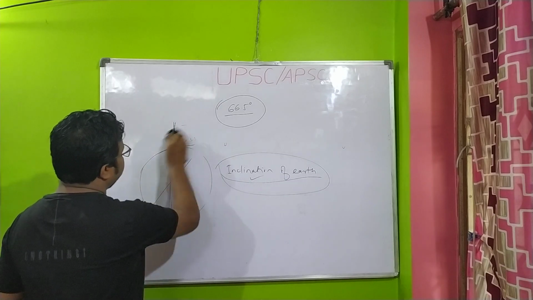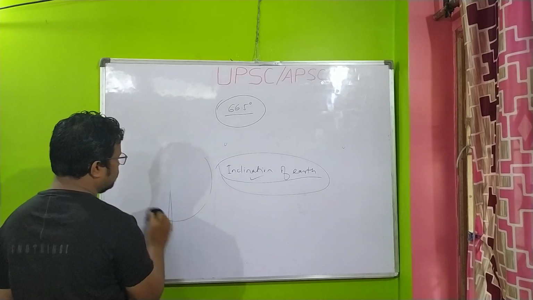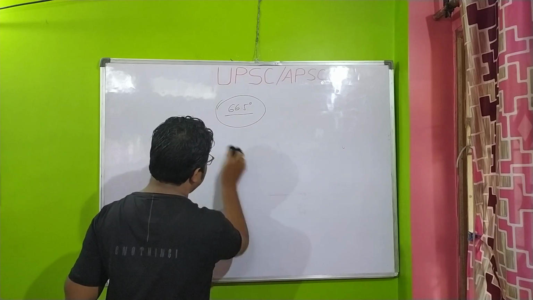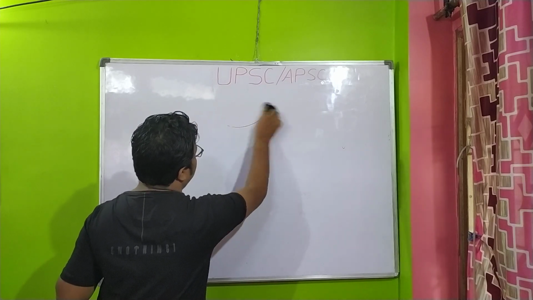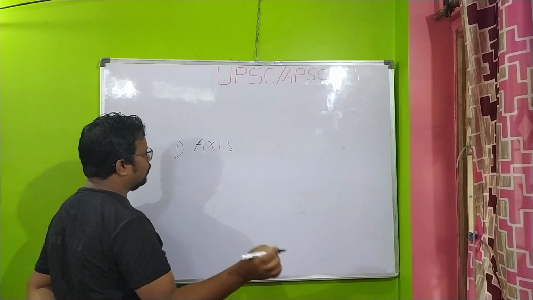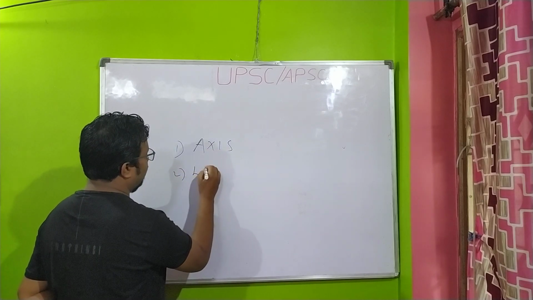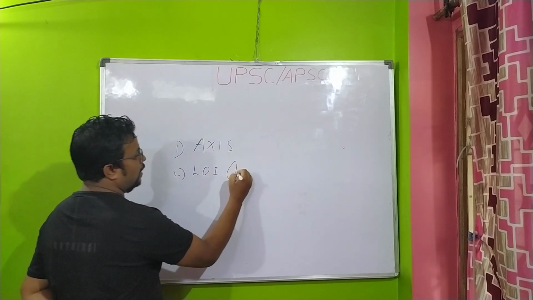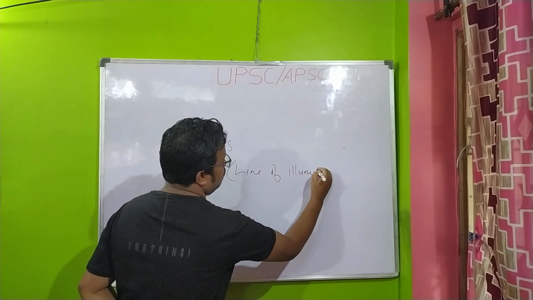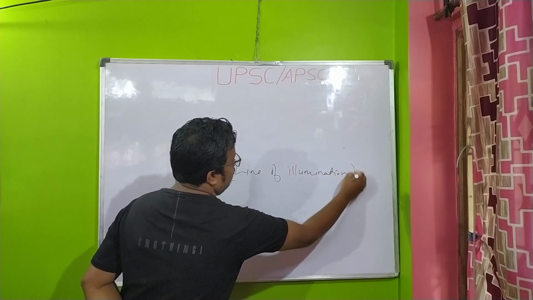Now we have to know two concepts before proceeding with the lecture. Those two concepts are what? Number one is axis. Number two, line of illumination.